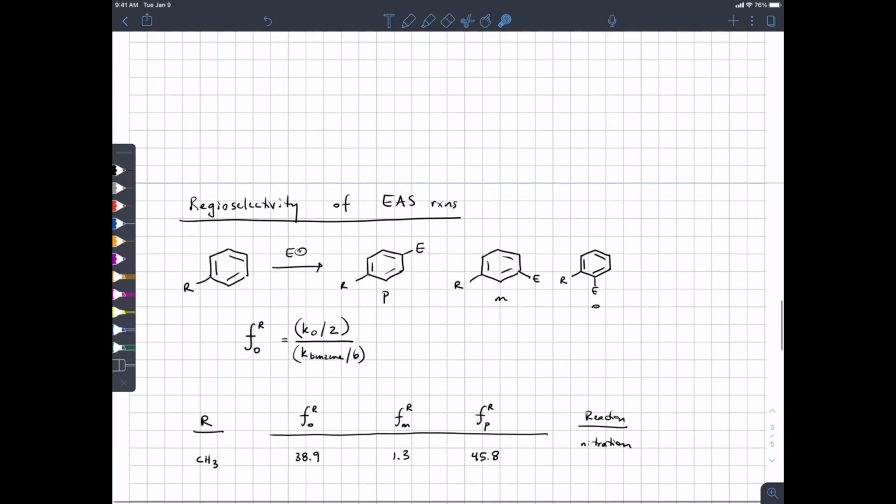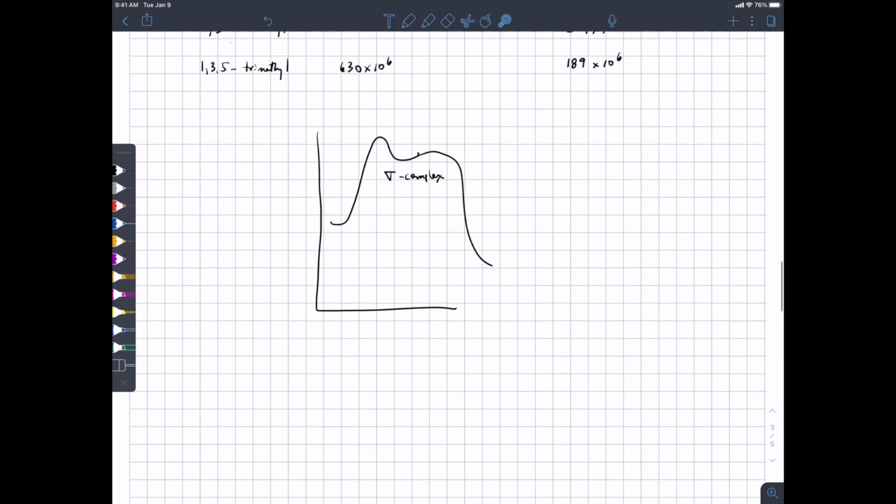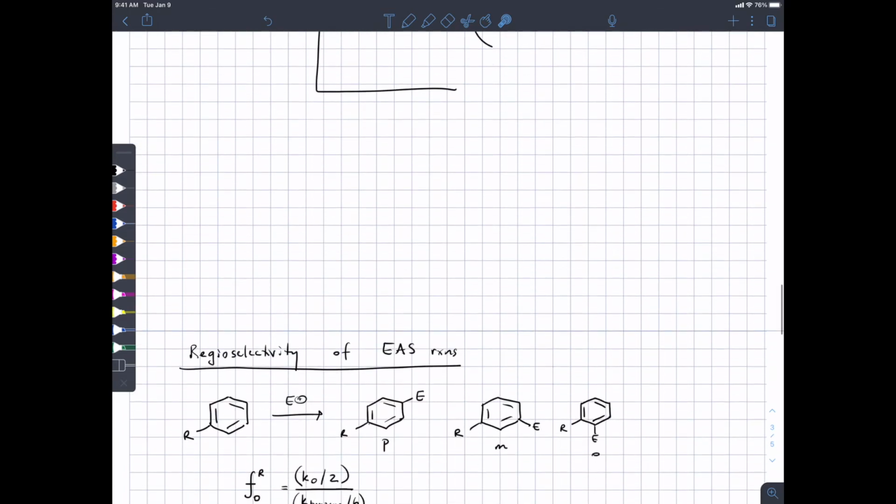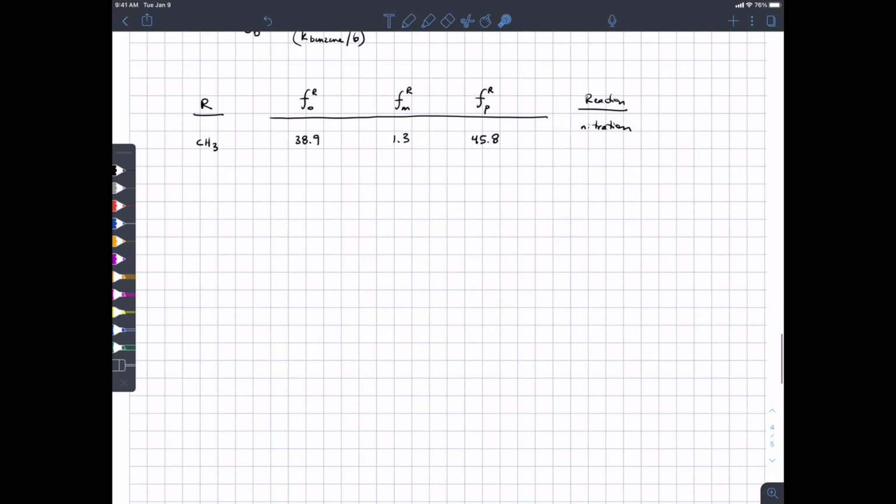I'm not going to say anything about the rationale for these ortho, meta, and para directors because I think you should be able to get that on your own. It has to do with groups that can donate electron density adjacent to the positive charge in the sigma complex. And you can review that as needed. Let's look at some of the other groups. The T-butyl group, this is interesting, is similarly faster at all three positions than benzene, but it's clearly way faster at para than it is at ortho, and again, that explanation is probably sterics.